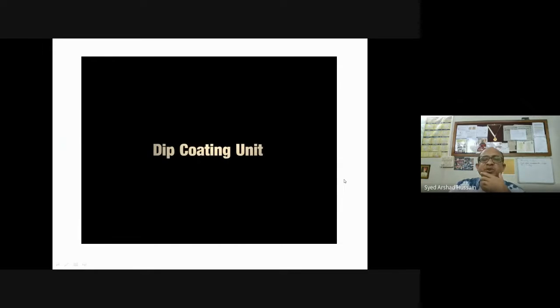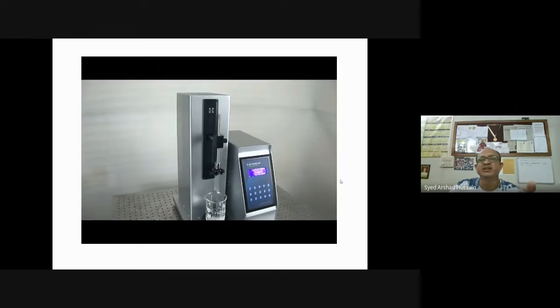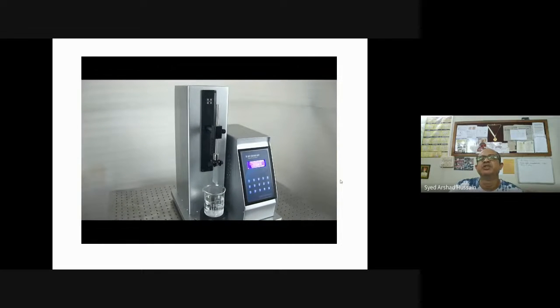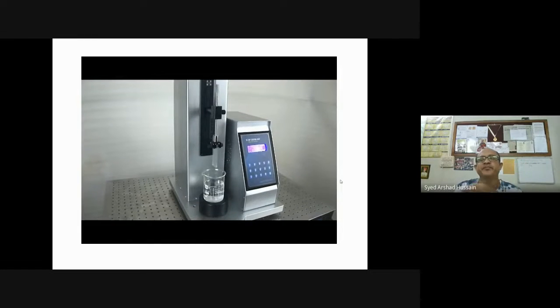So there is a simple video to give an idea about the process. This is there, with the machines. We have it also, but what you see here, by hand also you can dip.